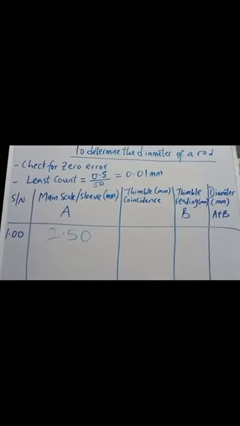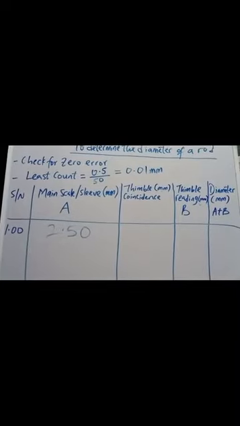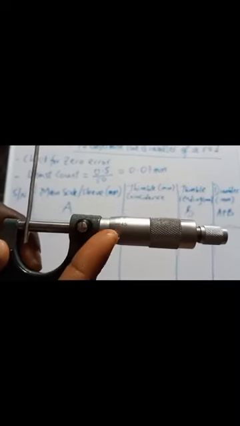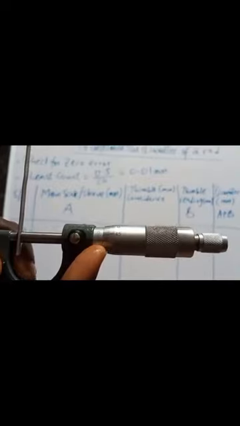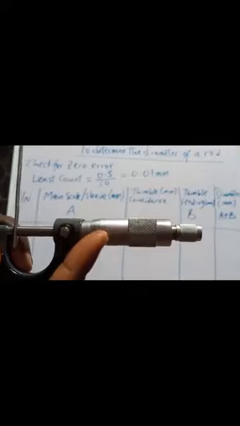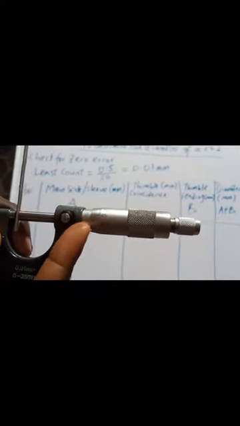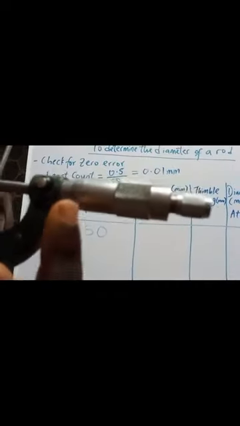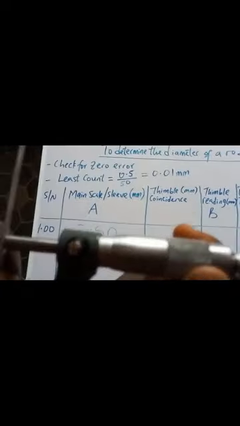So let's now go to the thimble coincidence. How do we get the thimble coincidence? You can see on this main scale there is a horizontal line that shoots out. I want to see where this horizontal line aligns perfectly with any of the scale on the thimble scale. If you look at it very well, you will notice that it goes beyond 40. That means it is the first line after 40. Can you see it very well?